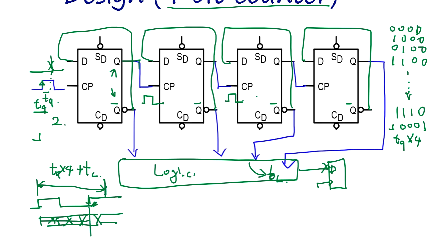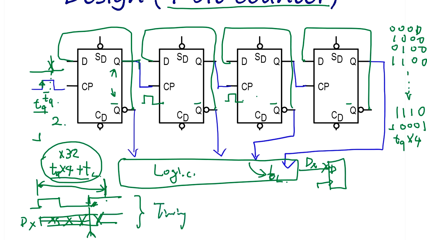Then it registers the wrong value. It has to wait until this guy settles. Say this is DX. DX has to settle before the next clock rising. Because of the delay, well, TQ, you may say, yeah, this is a very fast one. Now what if you have a 32-bit counter? Then TQ times 32 is going to be a huge delay. And it's not a good design because you cannot predict the timing: all the propagation from the clock to this output, then the logic block, to register the data into the flip-flop, right? So that's no good.